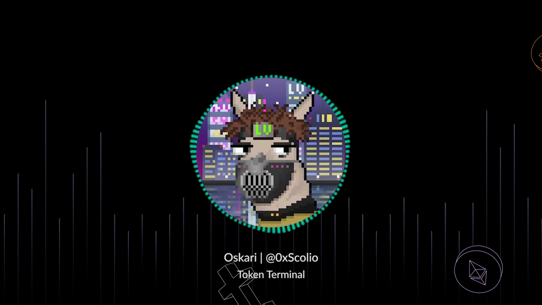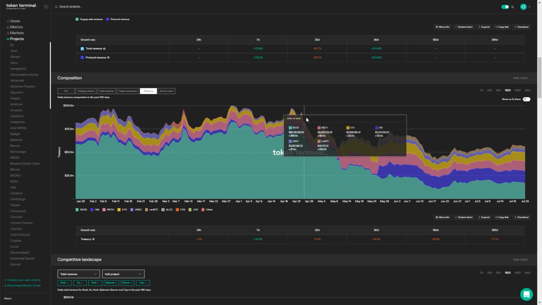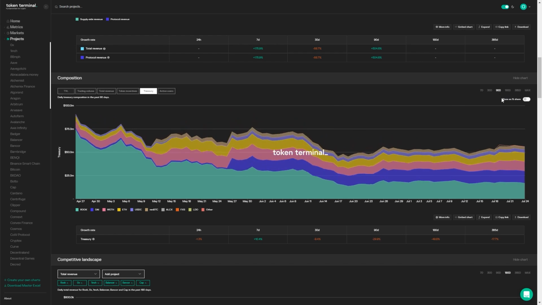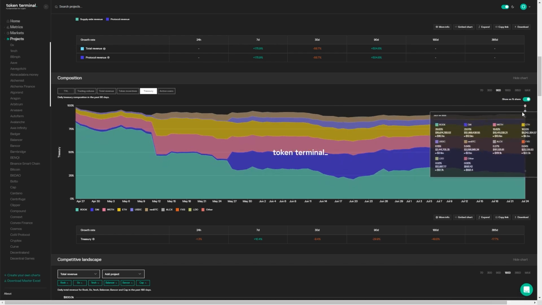You mentioned the protocol treasury, and I wanted to dive into that because if we look at your treasury composition chart, it is very nicely diversified compared to most DeFi protocols who hold the bulk in their own token.